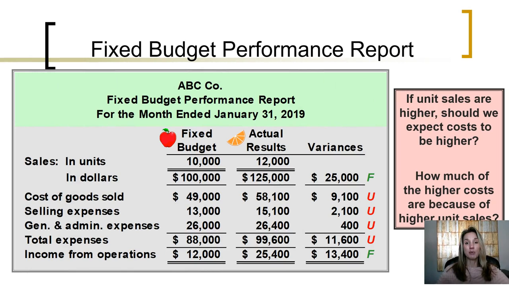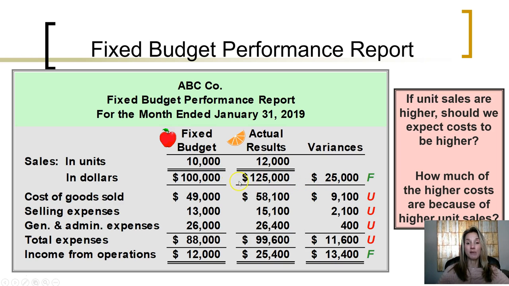If we were to look at a performance report, in other words, comparing our actual results to a budget for ABC for the month ended January 31st of 2019, we would see that their budget was based on anticipated sales of 10,000 units, resulting in revenues and expenses and a net income of $12,000. However, they actually, for the month ended January 31, sold 12,000 units, earning revenues, incurring expenses, resulting in an income of $25,400.